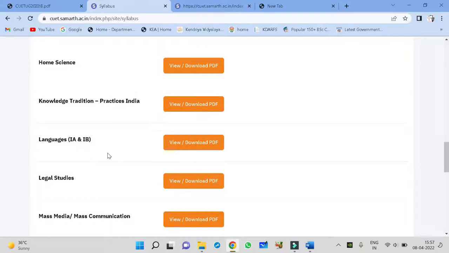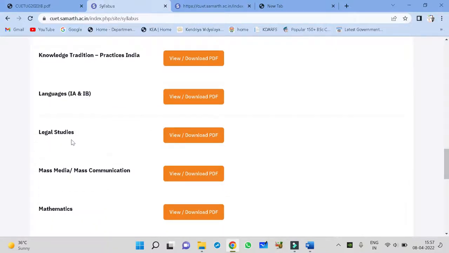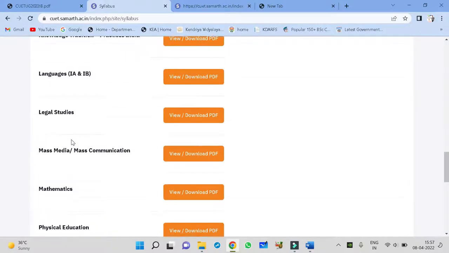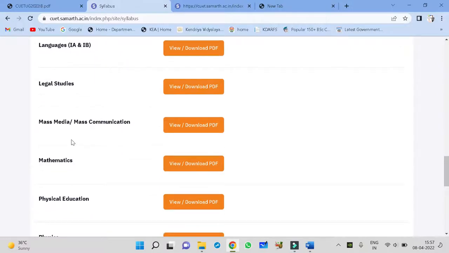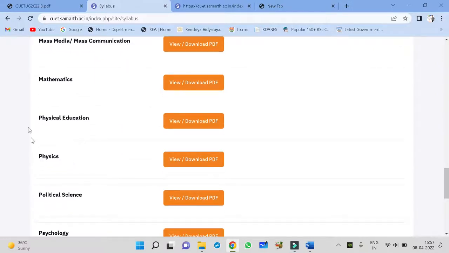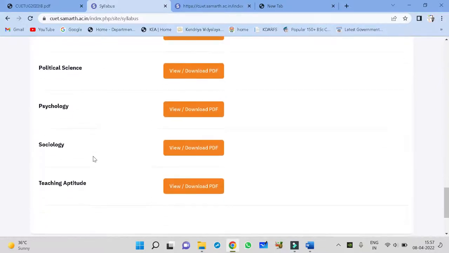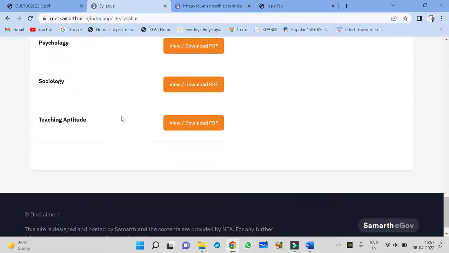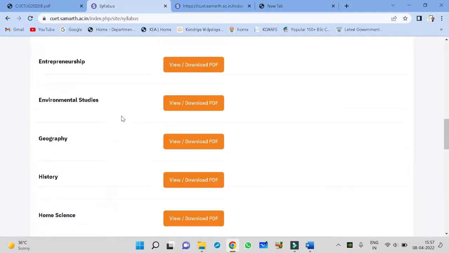Then legal studies, mass media, mass communication, mathematics, physical education, right? Sports, those who are interested in sports and want any degree and jobs can do this physical education, and physics, political science, psychology, sociology, teaching aptitude, right? So many topics you can pursue your degree in, right?